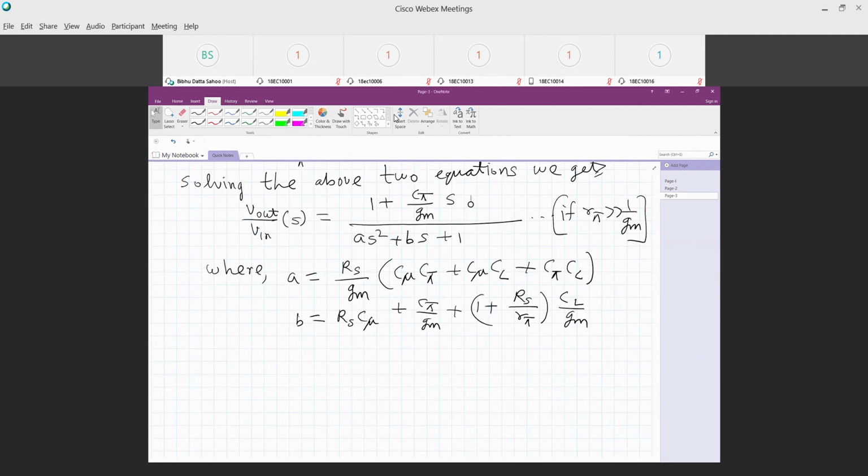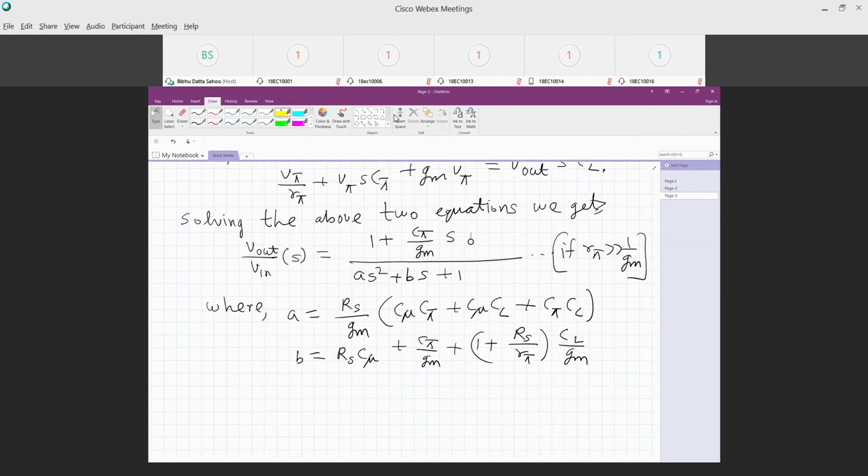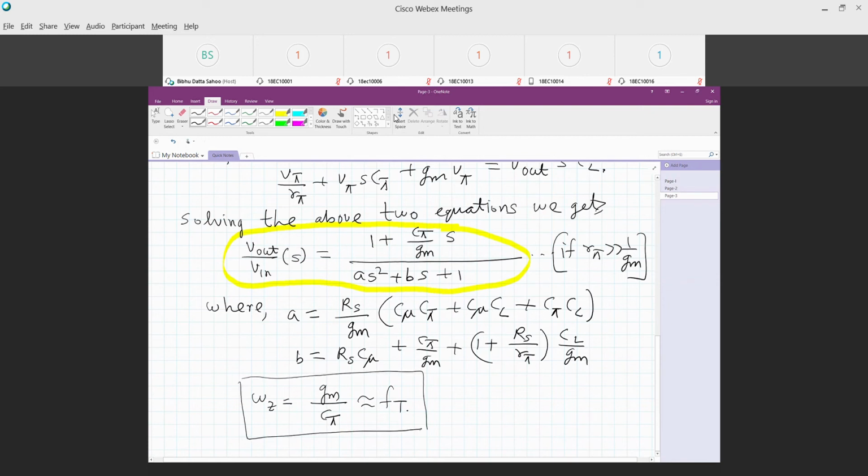From this expression, what you see is that when I do the exact analysis by drawing the small signal model, I not only get the transfer function with the poles, but also we get the zero, and the zero of this transfer function, omega zero, is close to Gm over C pi, which is roughly equal to the f T. So the zero of this transfer function is close to the unity gain frequency of the transistor.